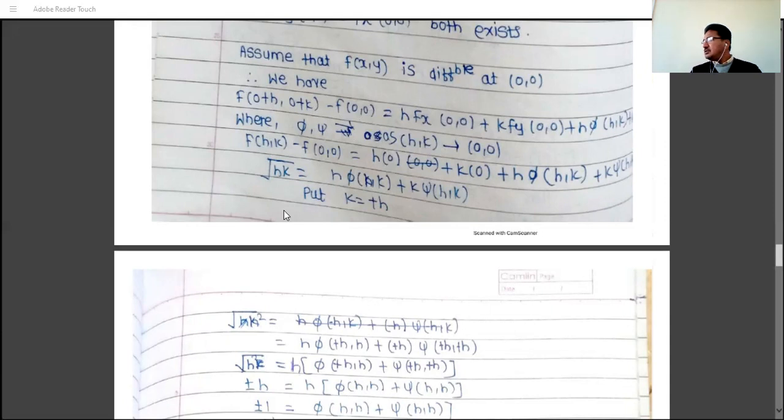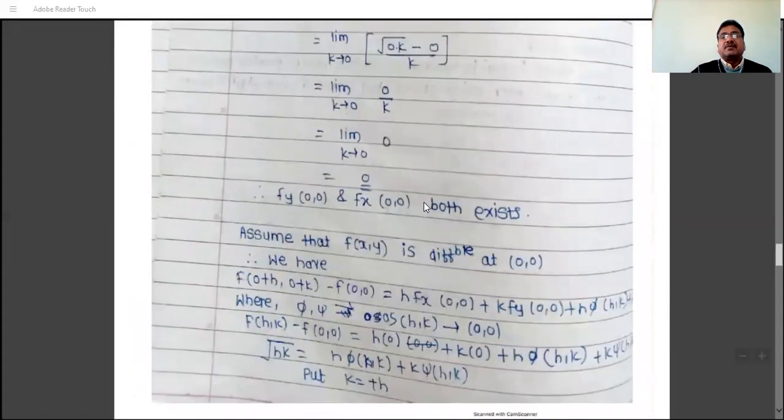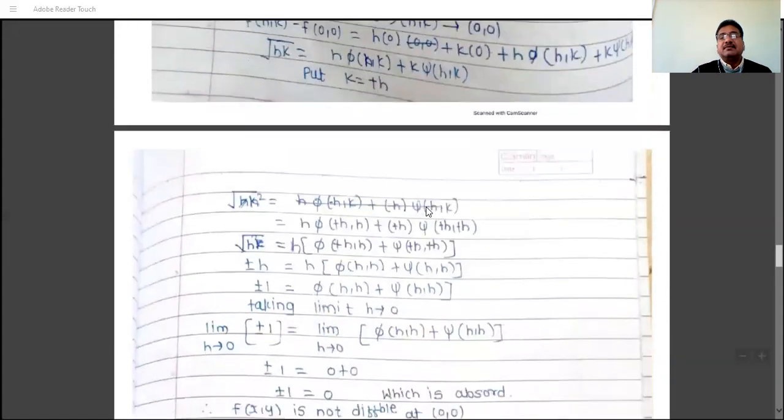So how can we show the function is not differentiable at (0,0)? There are 4 ways. Show the function is not continuous at (a,b), or show fx(a,b) does not exist, or show fy(a,b) does not exist, or use the definition of differentiability and the contradiction method. This is the fourth way. So if the first 3 ways fail for the example, then use the fourth way.